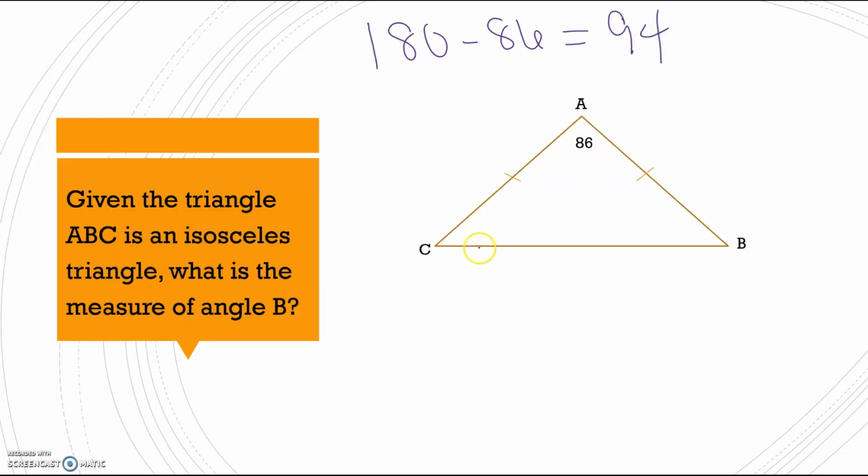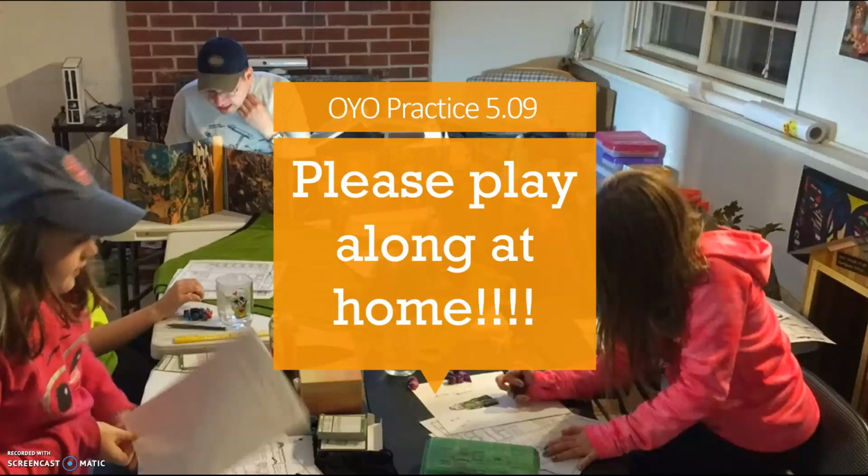So we know that it's an isosceles, so these angles are congruent, so they have to equal each other. So we just have to take 94 and divide it by 2, and that gives us 47 degrees for each base angle. So now we're going to do the on your own practice, so please play along at home.